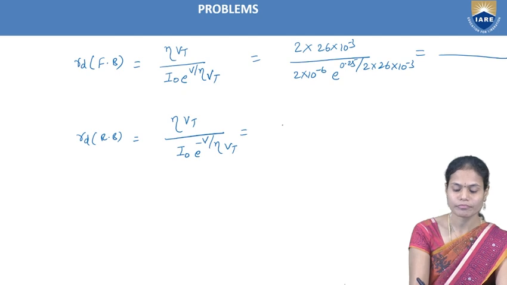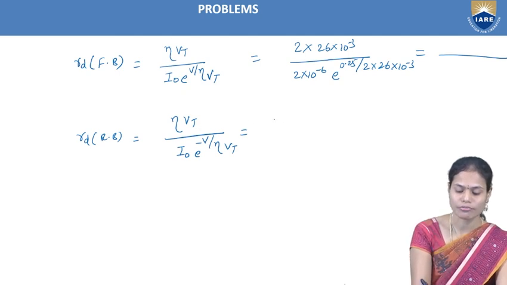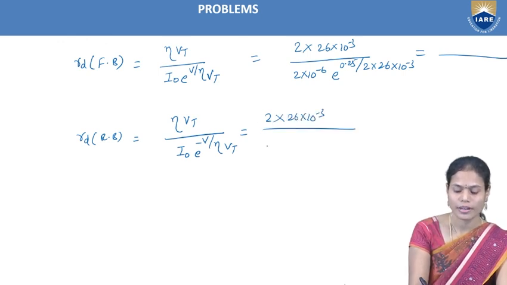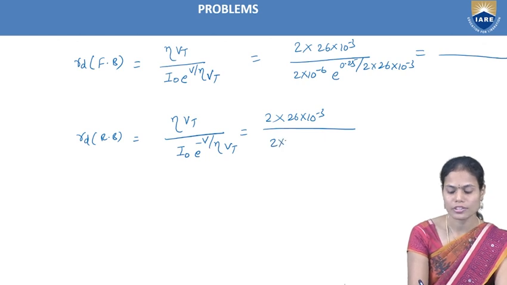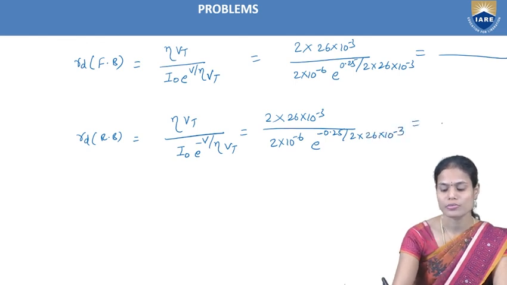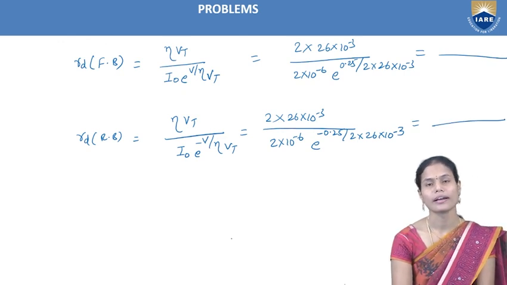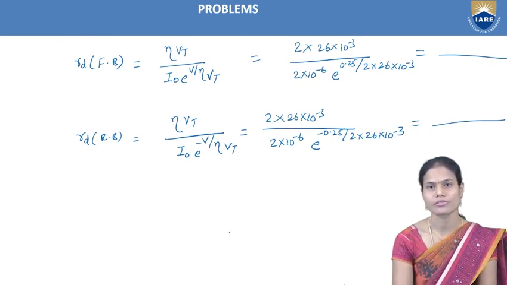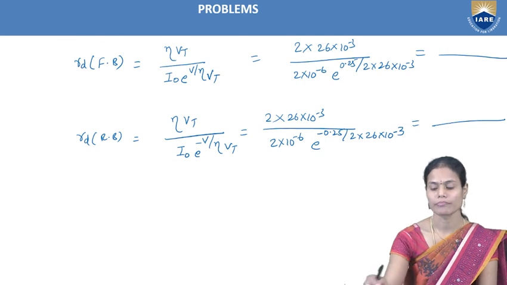And similarly, if we substitute the values for the reverse case, that is eta is 2, Vt is 26 into 10 power minus 3, and I naught is 2 microamperes, that is 2 into 10 power minus 6, e power V is minus 0.25 volts here, divided by 2 into, that is eta into Vt, 26 into 10 power minus 3. So if we simplify this, we will get the dynamic resistance for the given problem.